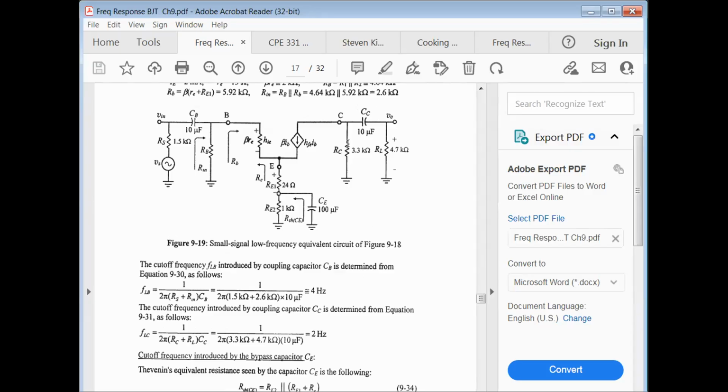Before, our gain was, of course, this is beta IB. I use GM times, I use the transconductance GM here instead of beta IB, which is equivalent. But before it was GM times RC in parallel with RL, when all of this was bypassed by the capacitor. Now it's actually RC over RL divided by 1 over GM plus RE. So it adds, let me write it out for you.